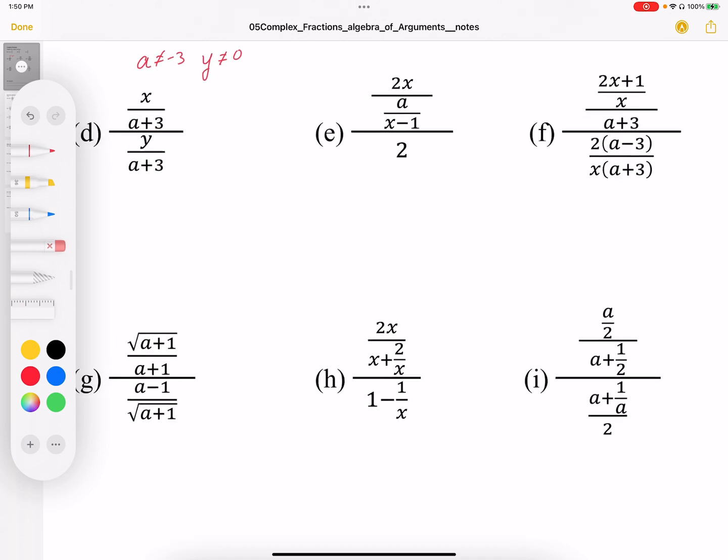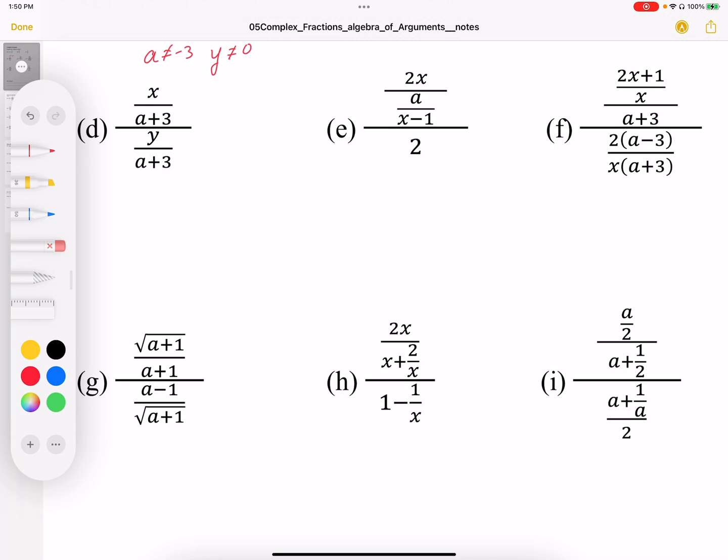So once I've done that, well, if you know your algebraic complex fractions, we could just simply cancel a couple terms out. We could just say that these a plus 3 factors cancel, and we're left with x over y. That would work. If that's hard to follow, we could do some other strategies.